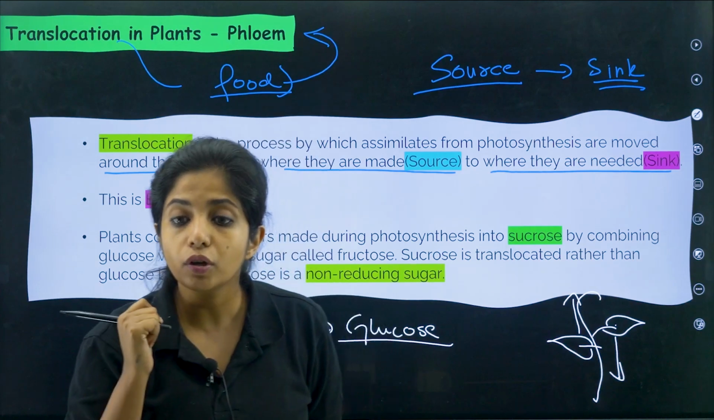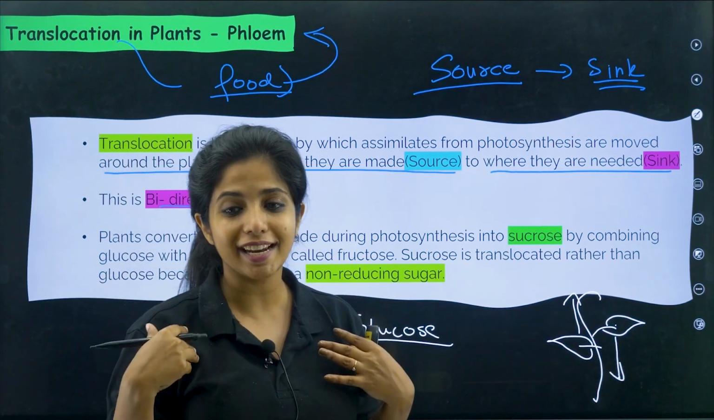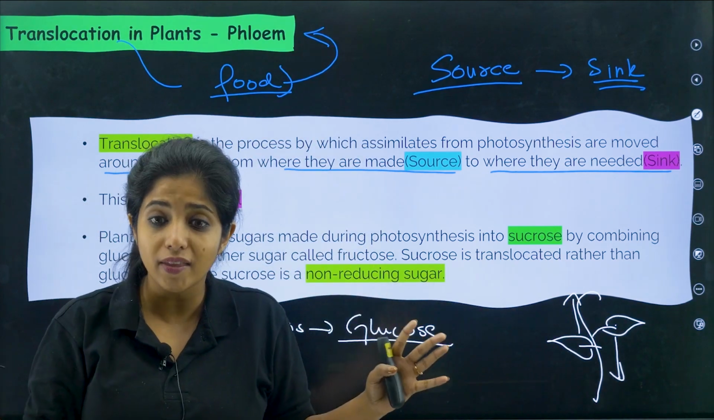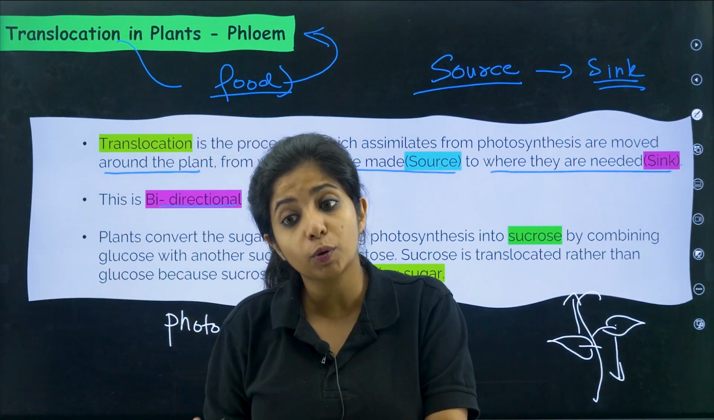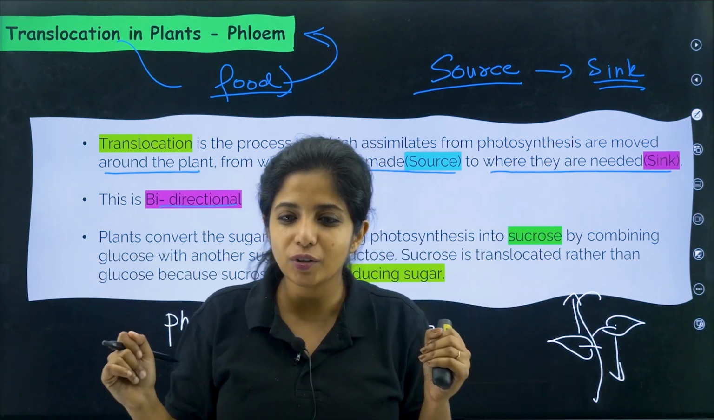Why, children? Because glucose is a reducing sugar. It's like if it sees someone, it goes and reacts with it and causes a huge trouble, and we do not want that. We want the food to get transported as such. So we want someone who could be a safer option. So what would we do, children?